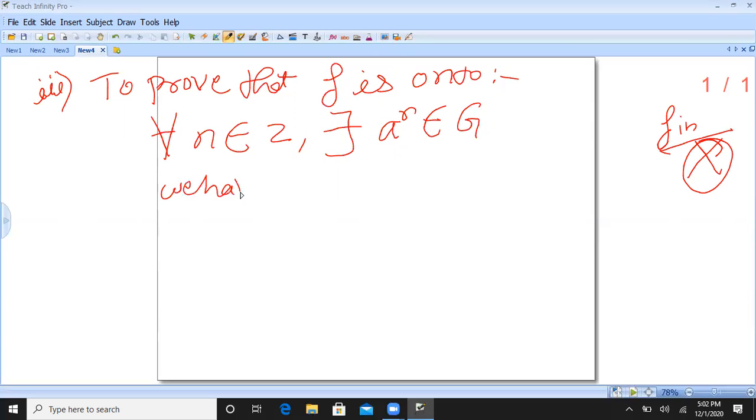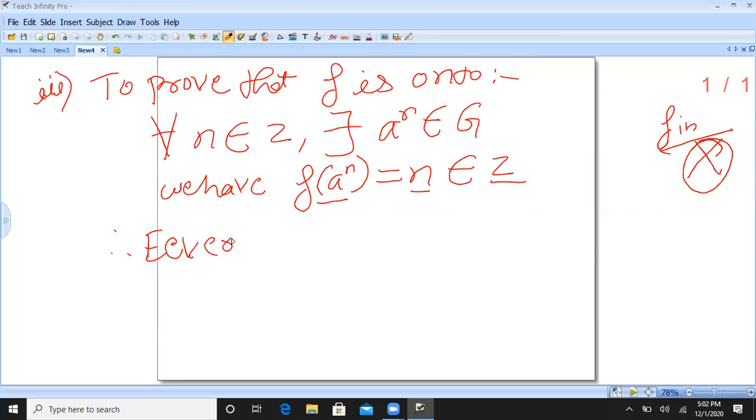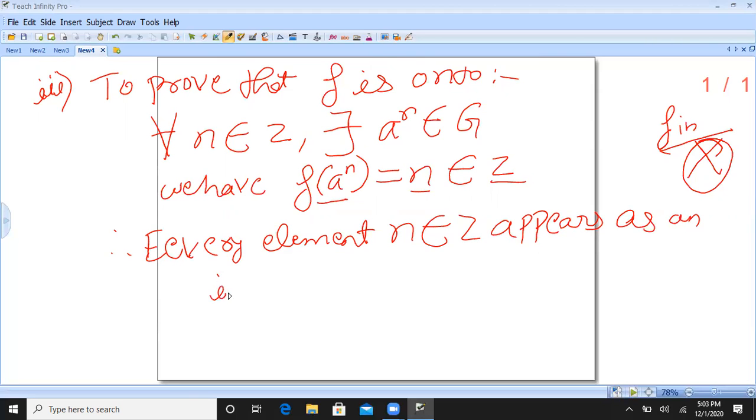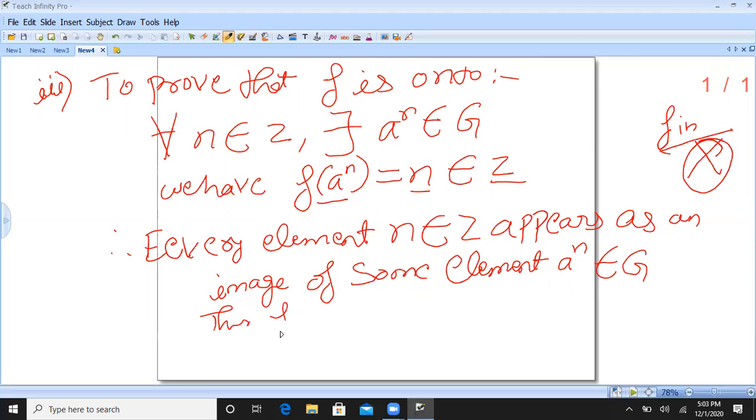We have that f of a raised to n is equal to n, which belongs to Z. So f of a raised to n, the value is equal to n. So this belongs to G as well as it belongs to Z. Therefore every element n belongs to Z appears as an image of some element a raised to n belongs to G. Therefore, thus f is onto.